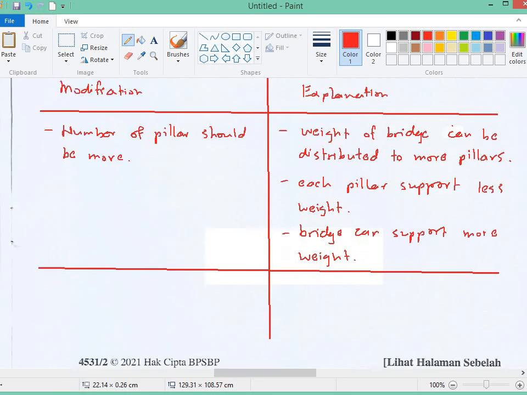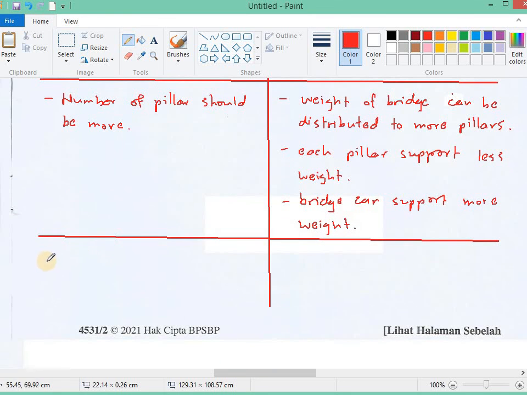So the next one you can say is, diameter of pillar should be larger. Okay, stronger.